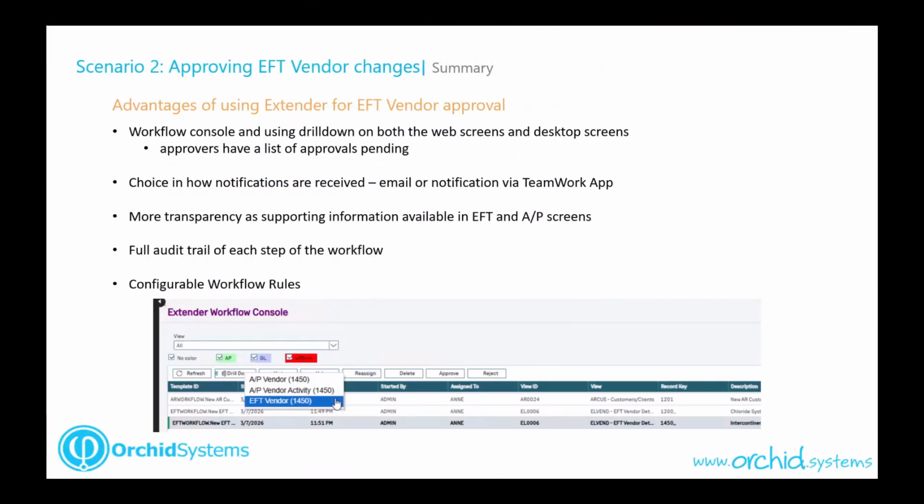In summary, the advantages of using Extender for EFT vendor approvals: the approvers get a workflow console and they have drill down on both the web screens and desktop screens. So the approvers have a list of approvals pending. They don't just need to rely on emails being sent to them. They have a choice of how the notifications are received, either via email or a notification via their Teamwork app. There's more transparency as supporting information is available on both the EFT screens and AP screens at all times.